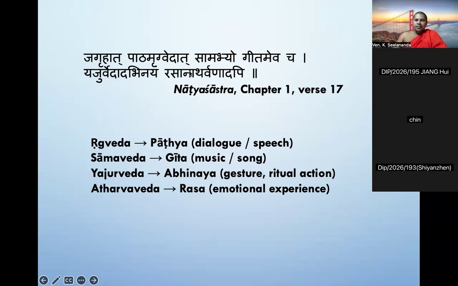Yeah, this is a verse taken from the Natya Sastra, chapter 1, verse 17. Jagruhat Pata Mrugvedat Samabhyo Gita Mevacha Yajurveda Dabinaya Rasana Tarva Nadapi. Jagruhat, taken from Patam. Patam is the conversations or dialogue, extracted from the Rig Veda. Mrugvedat means Rig Veda.